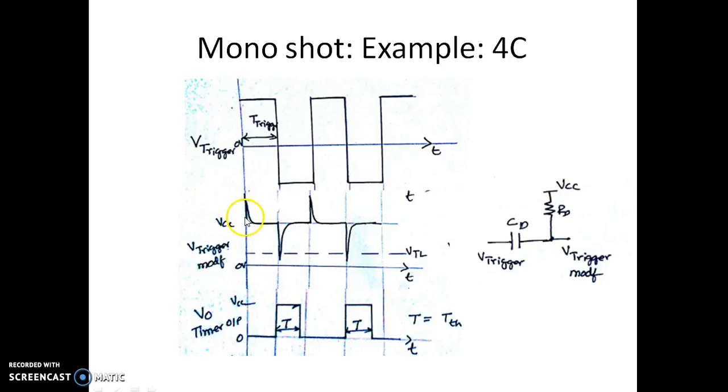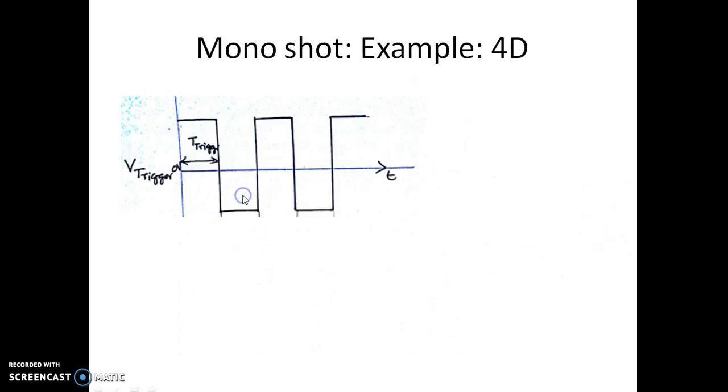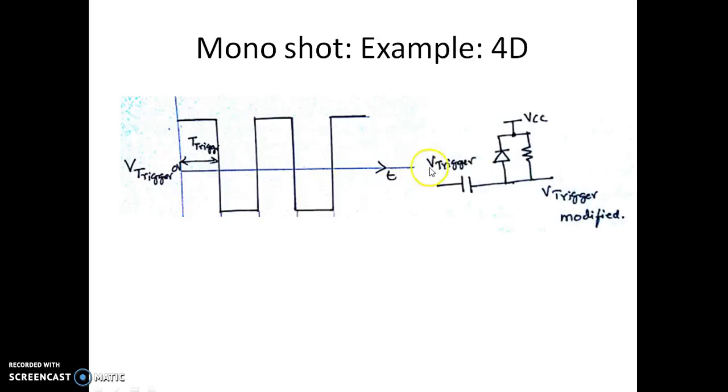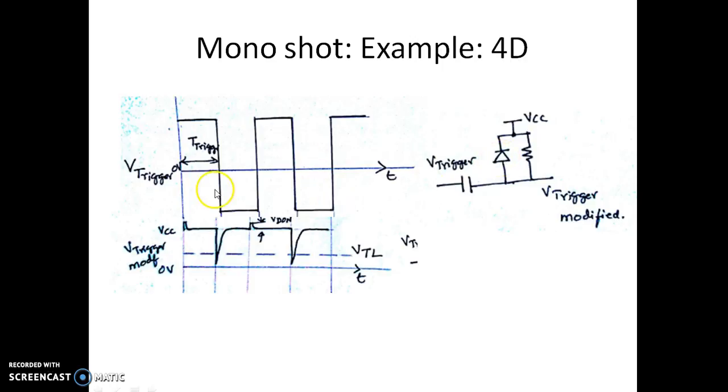The only problem here is that this positive spike is going above VCC and it has a larger amplitude. This may affect the circuit. In order to overcome that, the same trigger signal is applied to a slightly modified version of the previous circuit. In the previous one we didn't have the diode. This diode ensures that the modified trigger signal's positive peak is limited to VCC plus VD on. The spike will not go to a greater height that would affect the circuit. Now it is restricted to VCC plus VD on because the diode will be on during this cycle.